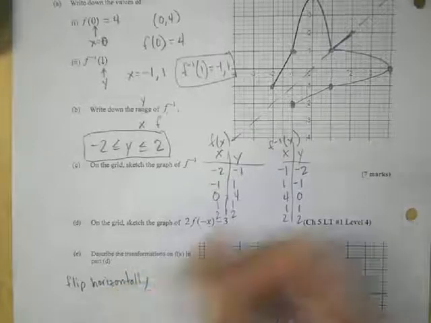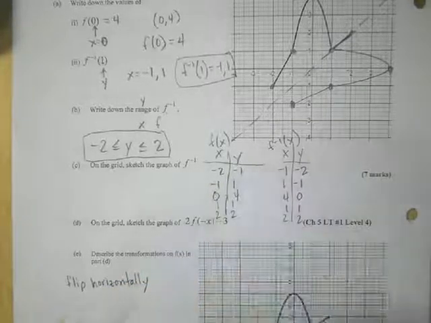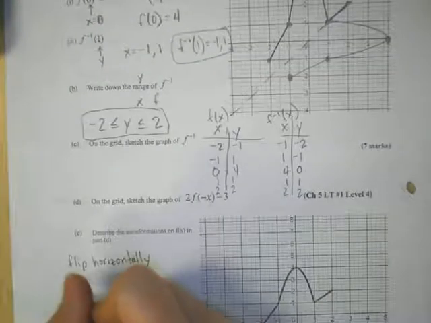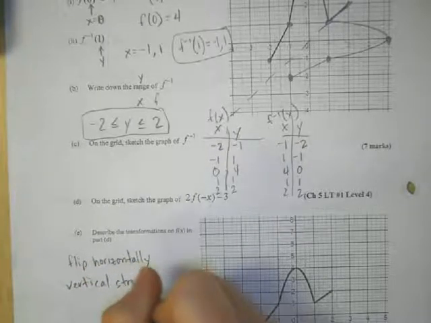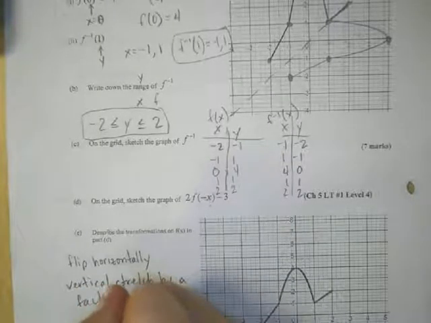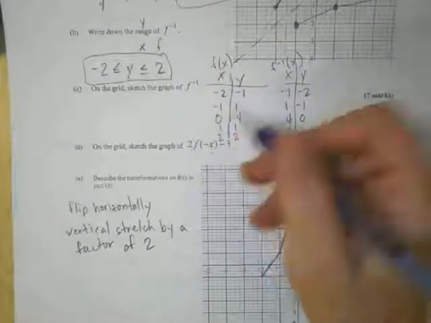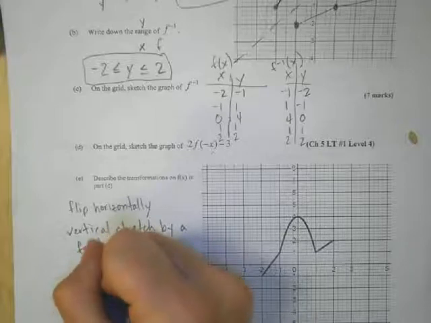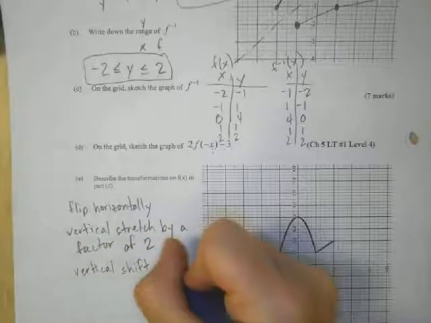So that's the first thing I'm going to do. Then, using my order of operations, I'm going to multiply. So that's outside the parentheses, so it's vertical. So I have a vertical stretch by a factor of 2. And then I'm going to move the whole thing down. So then I'm going to have a vertical shift down 3 units.